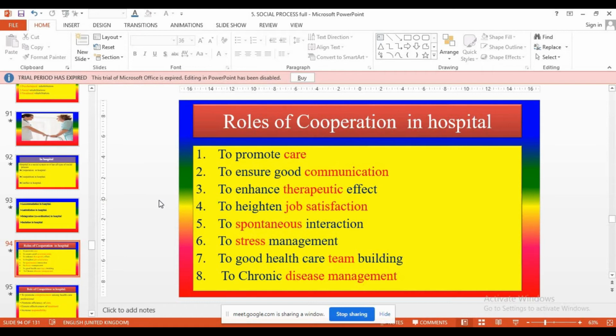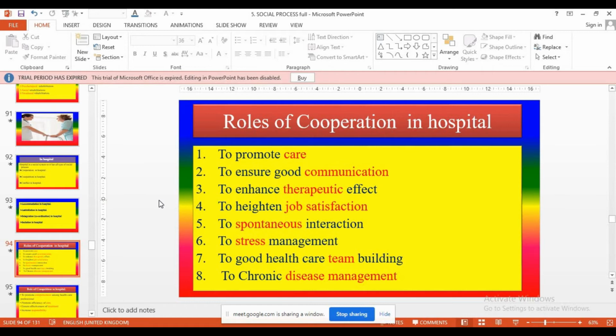Seventh one, healthcare team building. In the healthcare team, doctors, nurses, and allied health professionals work together to attain the goal.